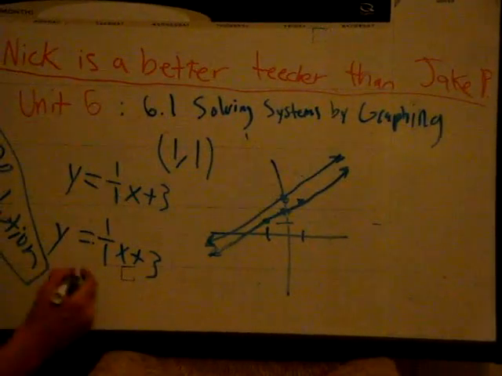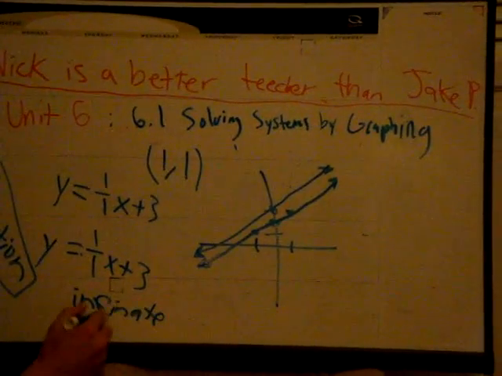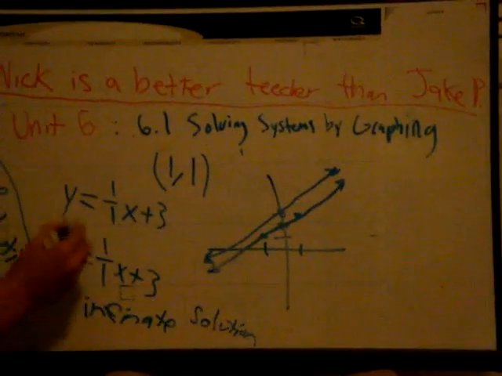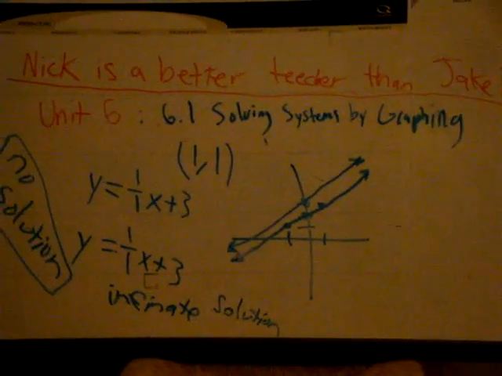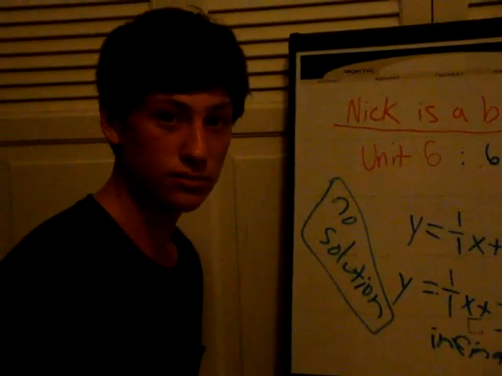So our answer would be infinite solutions if they're both exactly the same equation. And that concludes 6.1, solving systems by graphing. Thank you.